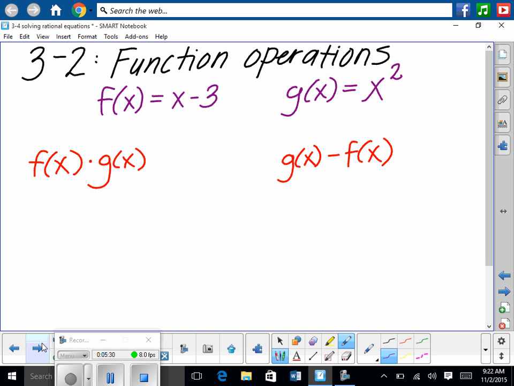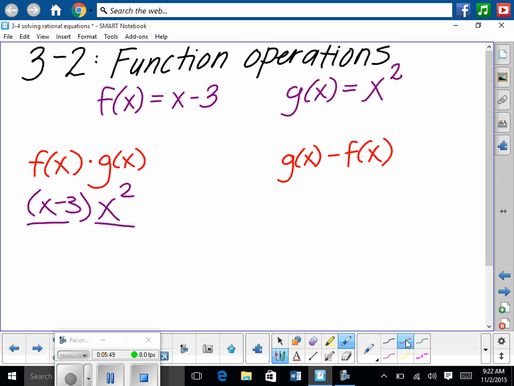Okay, moving on. In 3-2, we learned function operations. Let's go through and do each of these. Given f of x is equal to x minus 3, g of x is equal to x squared, let's do f of x times g of x. That would be x minus 3 times g of x, which is x squared. f of x times g of x, right? So from here, what would I do?